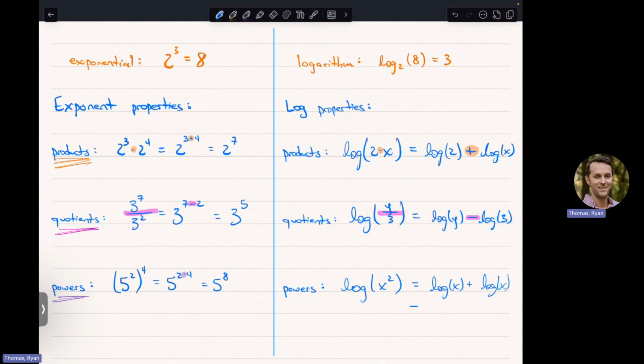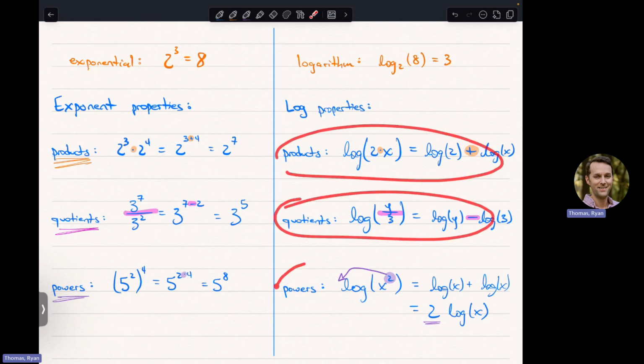But those are the same, so typically we would just combine them and write that it's 2 copies of the log of x. This is the power rule for logs, which says that if you have a power on something inside a logarithm, you can bring it down and it basically turns into a coefficient. That's really useful in a lot of stuff, as we'll see when we get into solving equations later on. So there you go, product rule, quotient rule, power rule.